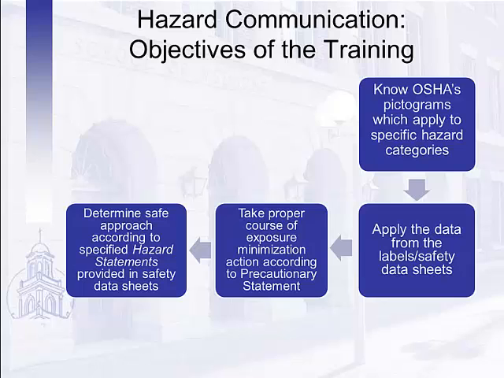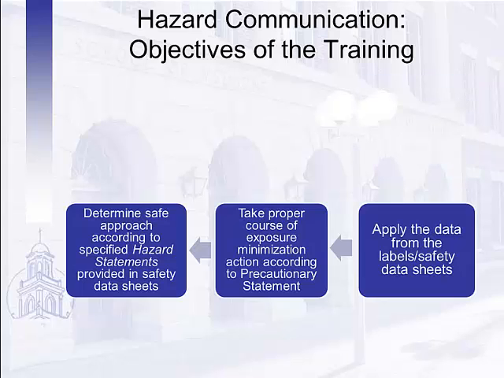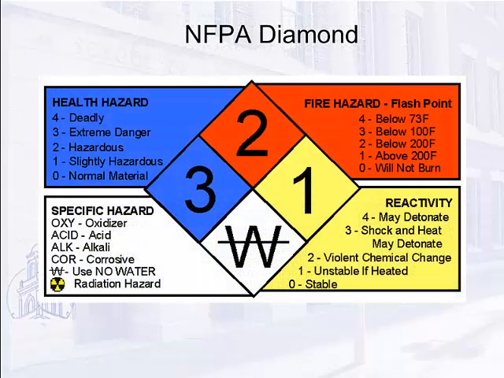Next, we'll discuss how to apply the data from the labels and safety data sheets. The NFPA diamond is often shown on products and SDSs. It provides employees with information regarding the highest hazards for each category, namely health hazard shown in blue, fire hazard shown in red, reactivity shown in yellow, and specific hazard in white. Specific hazards are provided with letters and symbols rather than with hazard scores. This allows employees to make the proper precautions.